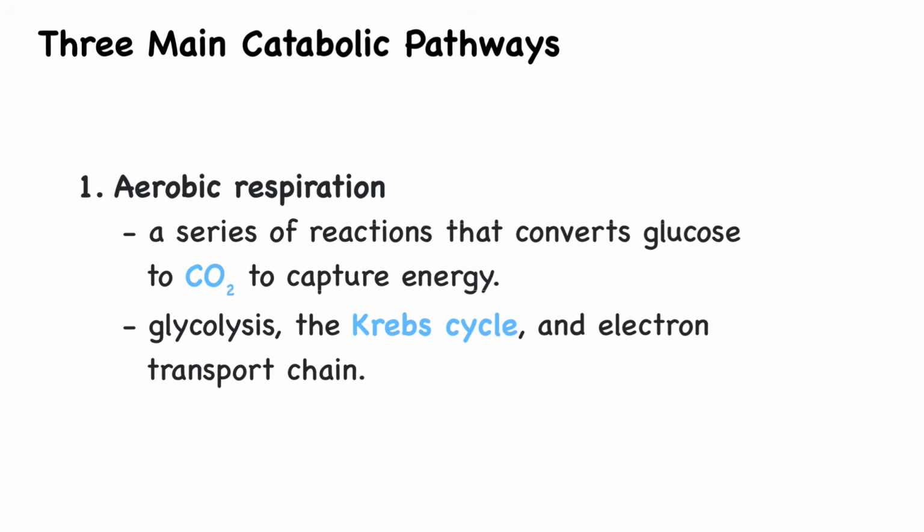In microbes, ATP is produced primarily through catabolic pathways that break down organic molecules and transfer energy through redox reactions. Depending on the availability of oxygen and other electron acceptors, microbes use one of three main strategies to generate ATP. The first is aerobic respiration. Aerobic respiration is a series of reactions that converts glucose to carbon dioxide to capture energy. It includes glycolysis, the Krebs cycle, and the electron transport chain.